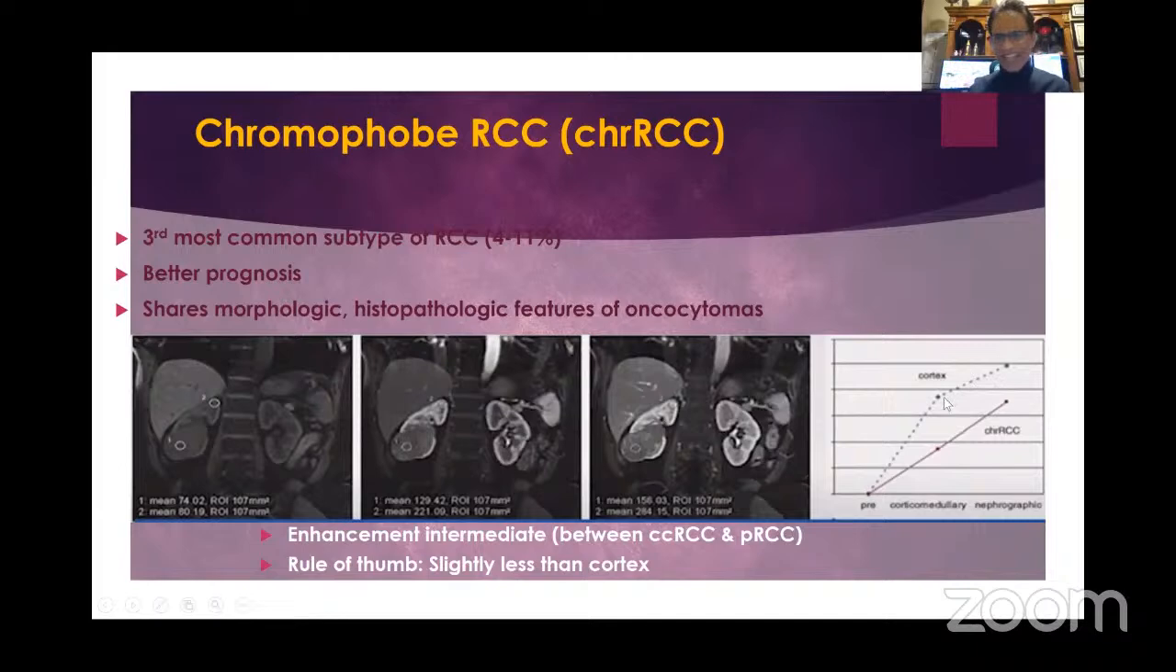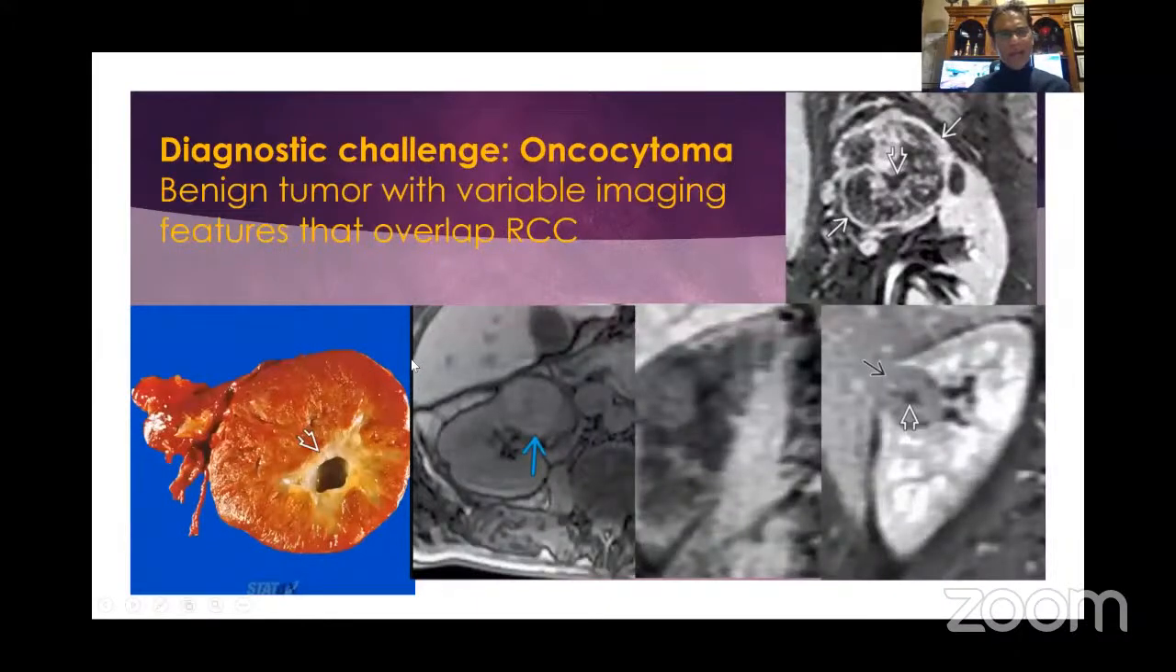Their enhancement pattern is less than clear cell carcinoma, so they are something in between. So the rule of thumb in these lesions is they are usually slightly hypoenhancing compared with the cortex. There can be a diagnostic challenge in diagnosing oncocytomas. However, with MRI, there are certain features which can be diagnostic.